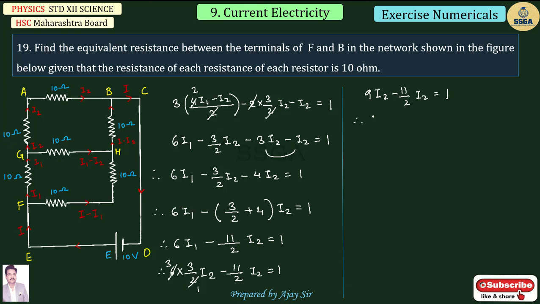Now here I2 we can take common. This is 9 minus 11 by 2 into I2, which is equal to 1. So this is 9 2s are 18, 18 minus 11, that is 7 by 2 into I2, which is equal to 1. So therefore I2 is equal to 2 by 7. This is the current 2 by 7 ampere. So this is I2.